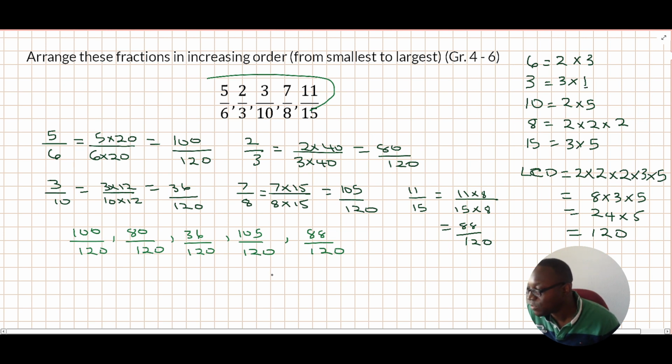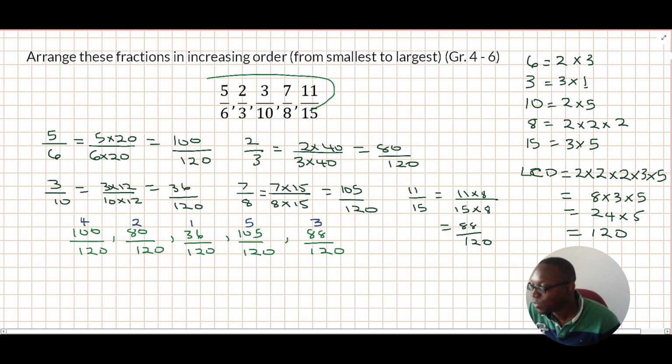Now that we have all the denominators the same, we're going to focus on the numerator. So let's start from the smallest numerator. I'm just going to write number 1 through 5 on them. So this is the smallest, 36. The next smallest one is 80. The next one after that is 88. The next one after that is 100. And then the largest one is 105.